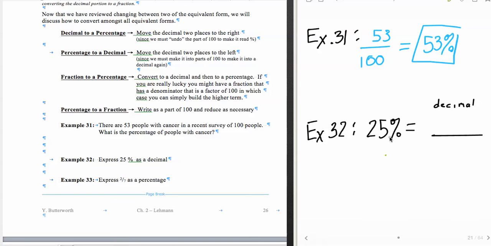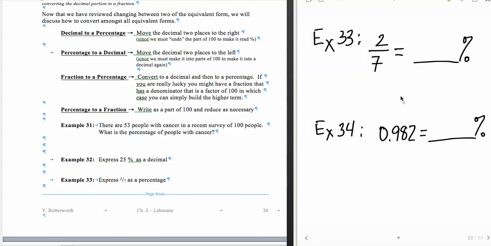Remember, to move from a percentage to a decimal, we're simply going to move our decimal point 2 places to the left. So 0.25 is our decimal representation in that case. And then going on to example number 33 here, we have 2/7 as a percentage.